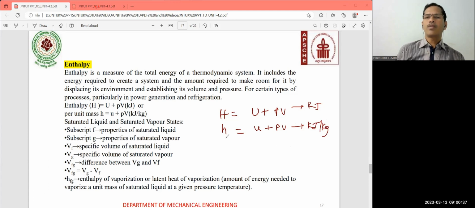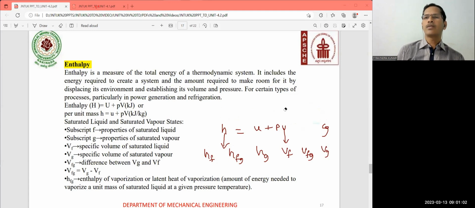In a pure substance, this h exists as hf, hfg, and hg, and this v exists as vf, vfg, vg. You have to observe these things here, and related to this, a student has to explain this particular content.